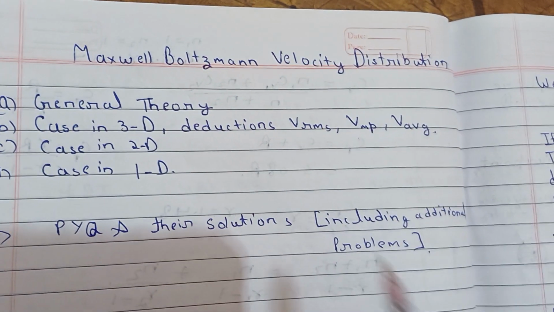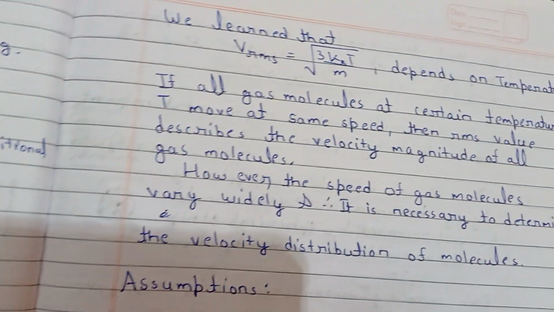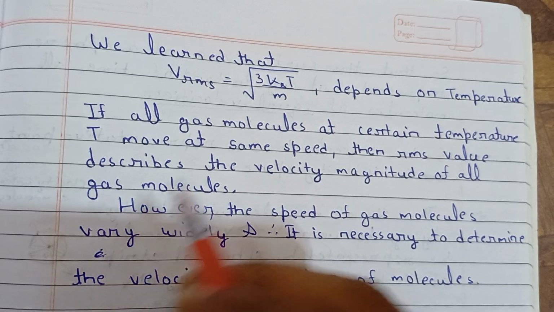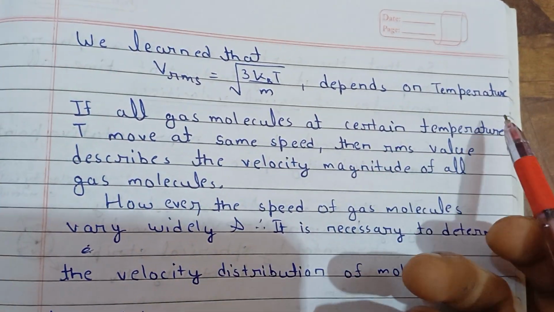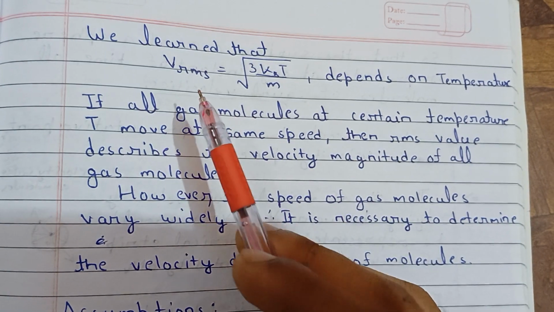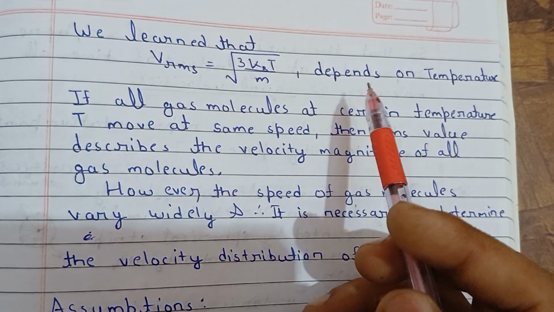So let's see the general theory first. From the KTG we already find the RMS velocity, that is under root 3kT by m, and we can see that this RMS velocity depends on the temperature only. Now see, if temperature becomes constant, then we will say the Vrms will become constant.